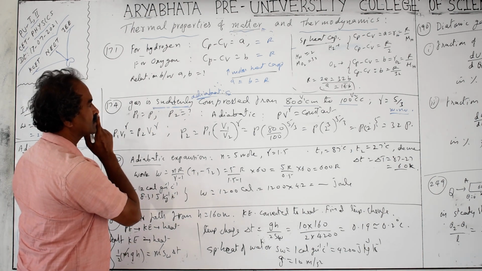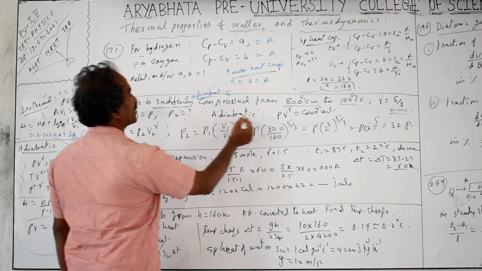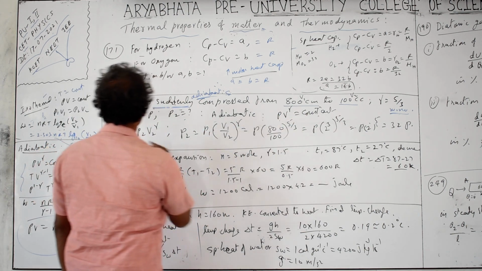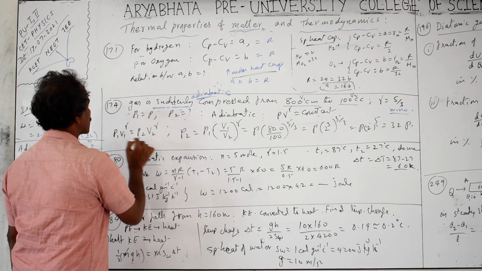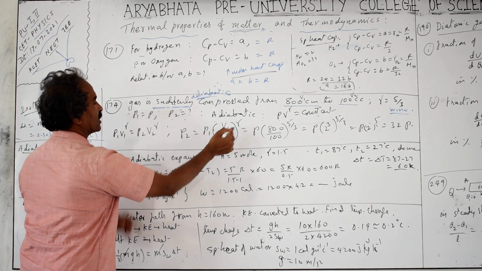Sir, one minute. Here problem. Adiabatic process: PV to the power gamma equal to constant. That means P1 V1 to the power gamma is equal to P2 V2 to the power of gamma. You are asked to find out P2. P2 is equal to P1 into V1 by V2 to the power of gamma.